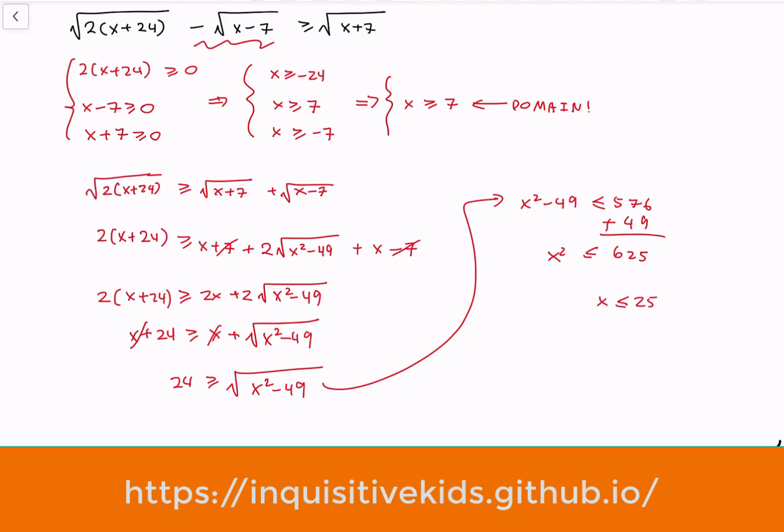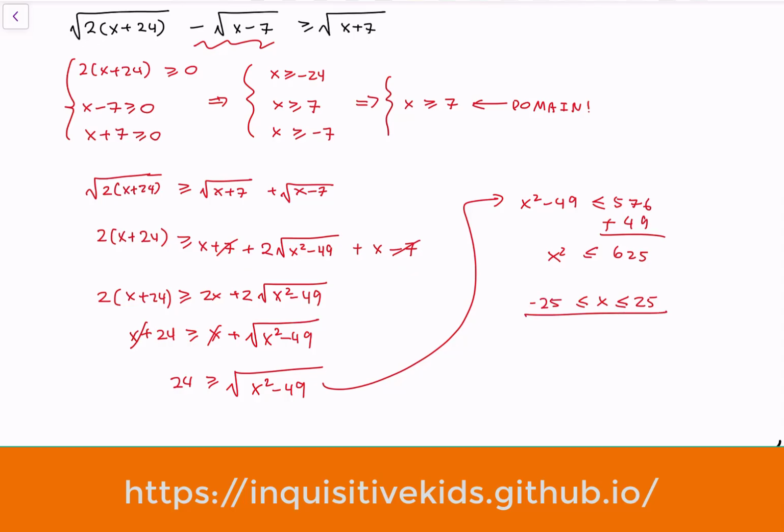But here's the catch. Negative 25 squared can also be 625. So it's actually the absolute value of x that must be less than or equal to 25. X itself can be between negative 25 and 25.